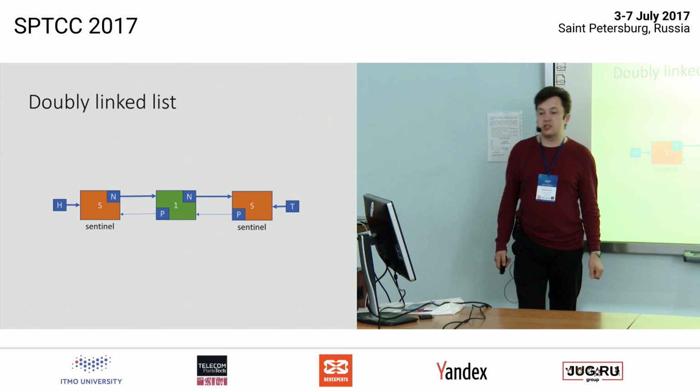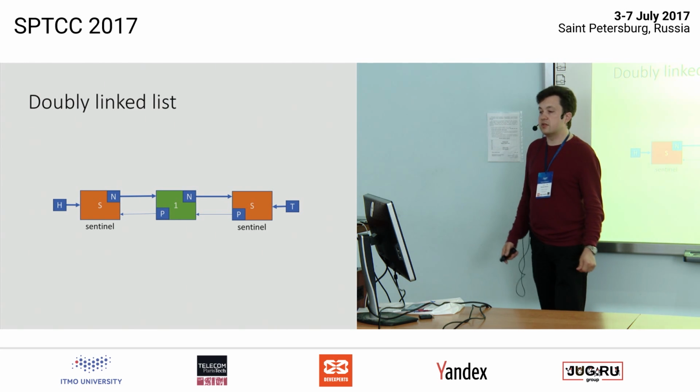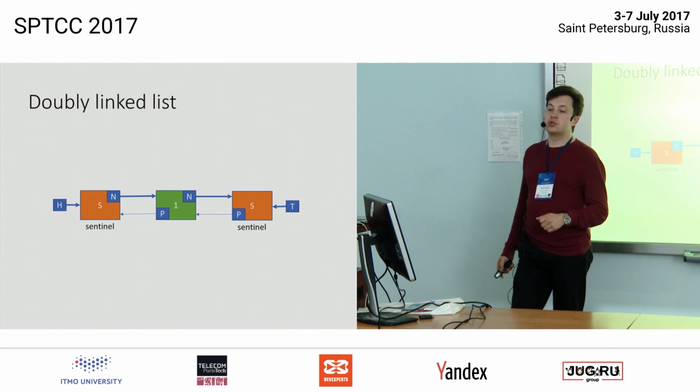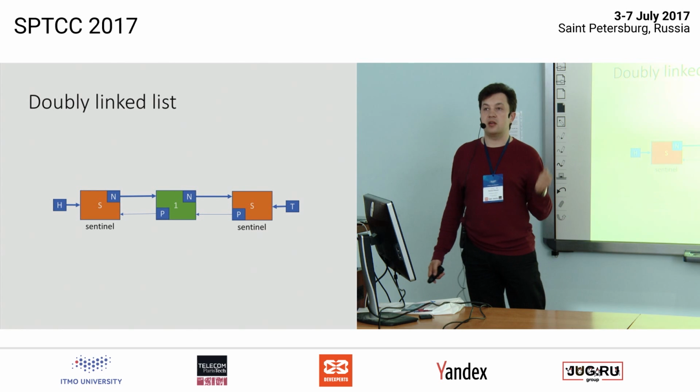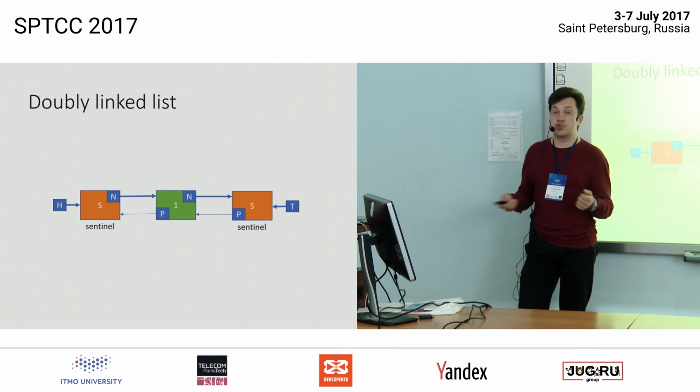So for the doubly linked list, we'll be using Sundell and Tsigas's algorithm. The way it's described is with two sentinel nodes. So to the left, at the head, we'll have a sentinel node that never changes, and to the right we'll have a sentinel node that never changes. It's always there.